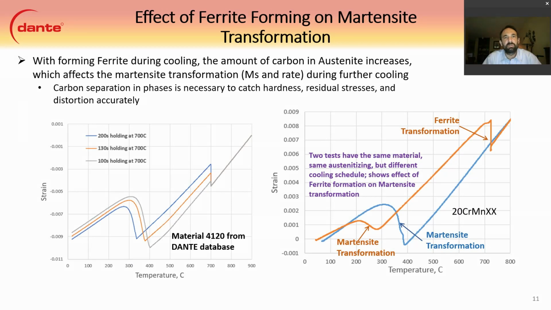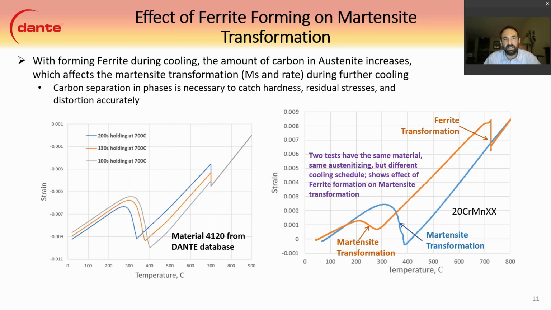Understood that carbon is rejected from the ferrite as it is transformed from austenite. The DANTE software considers this effect. The figure on the bottom right shows an actual test where the blue sample was fast cooled to get 100% martensite. The orange sample was held at a little over 700, forming ferrite, and then quenched. And you can see the effect on the MS temperature, pretty significant here.